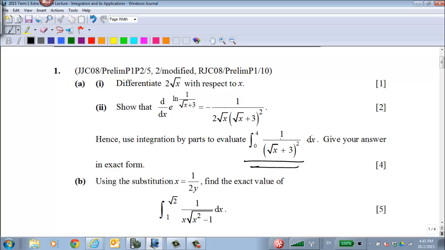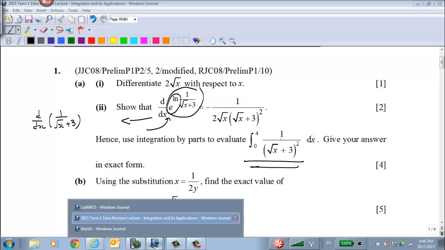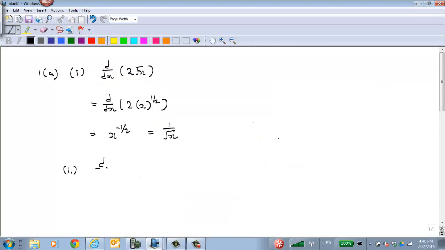we are supposed to differentiate this expression here, but please do not use this expression directly, because to simplify the working, you should know that the e and the ln will cancel each other, and basically that means this question is about differentiating 1 over square root x plus 3. Okay, so we are supposed to differentiate this.